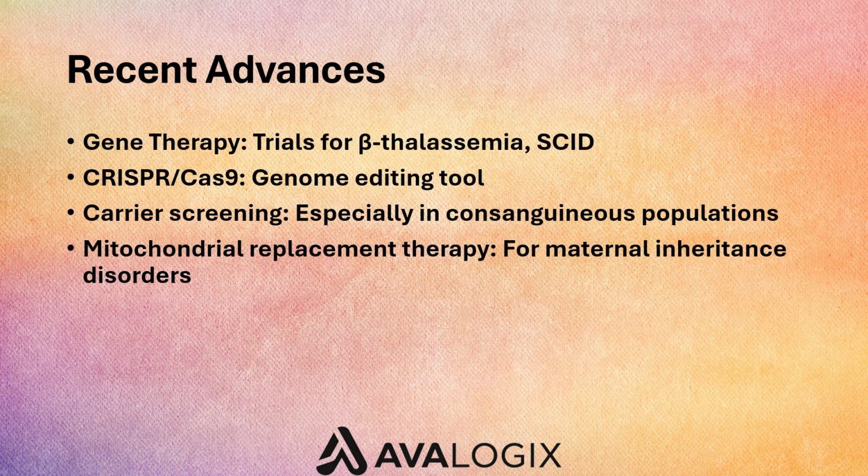3. Carrier screening. Now, this one is especially important in countries or communities where consanguineous marriages, between close relatives, are common. Carrier screening involves testing individuals to see if they carry genes for certain inherited disorders, even if they're healthy themselves. This helps identify risks before having children, allowing for informed decisions and sometimes preventive measures.